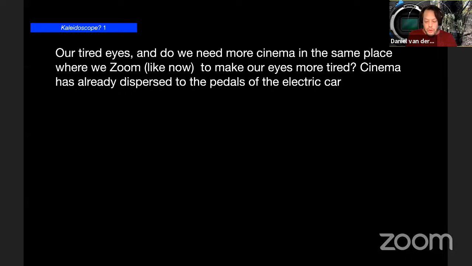Our tired eyes, and do we need more cinema in the same place where we zoom to make our eyes more tired? Cinema has already dispersed to the pedals of the electric car.